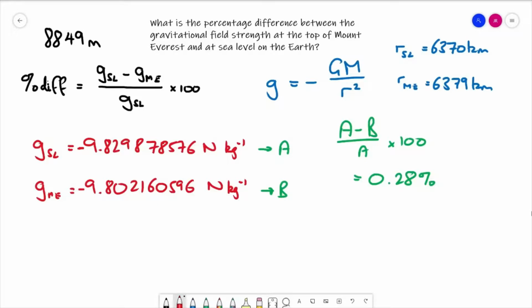Anyway, when we have a look at the answer then, we get a percentage difference between gravitational field strength on the surface of the Earth, at sea level, and at the top of Mount Everest of just under 0.3%. Now again, if we go back to having a look at all of the practical work that we do, if you were ever to get a final percentage uncertainty of 0.3% or even less, then I'm sure your practical teacher, quite rightly, would probably accuse you of cheating in some way, shape or form.